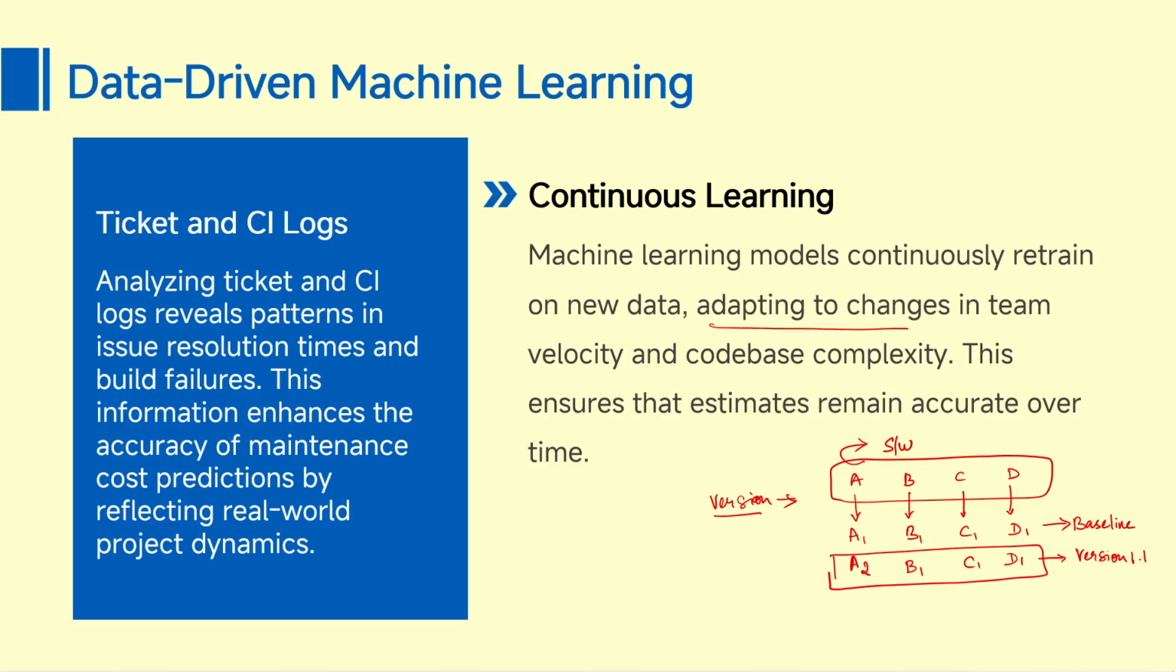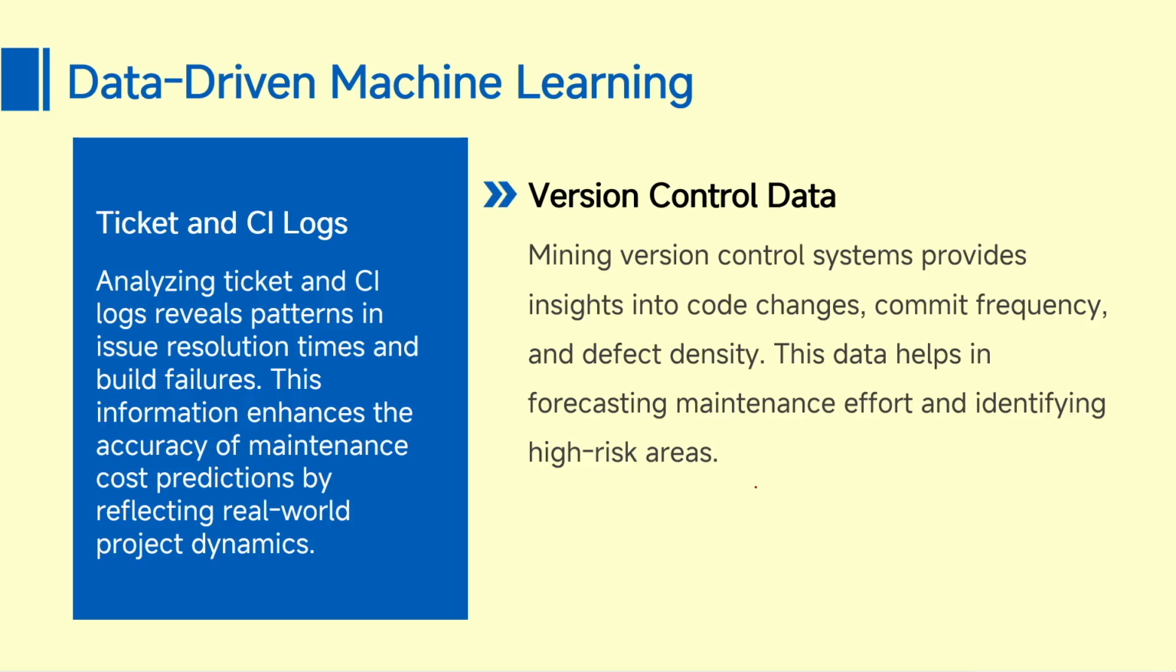So, when you try to understand how this is going to change, the second type is data-driven machine learning, where we can use the version control data and provide insights. I will try to give an example with respect to version control.